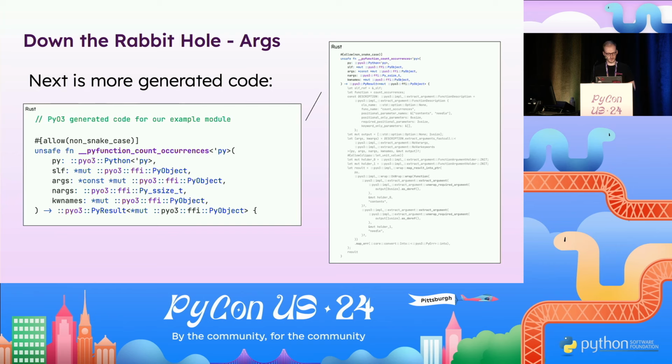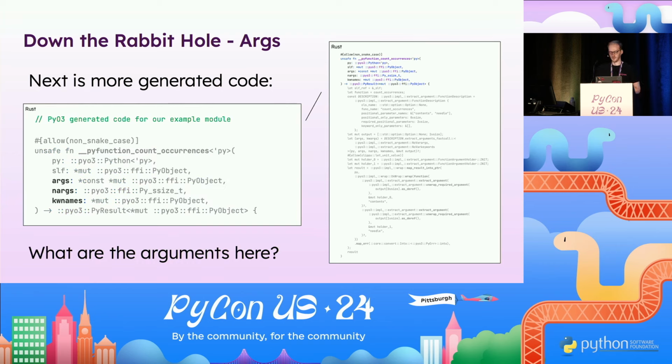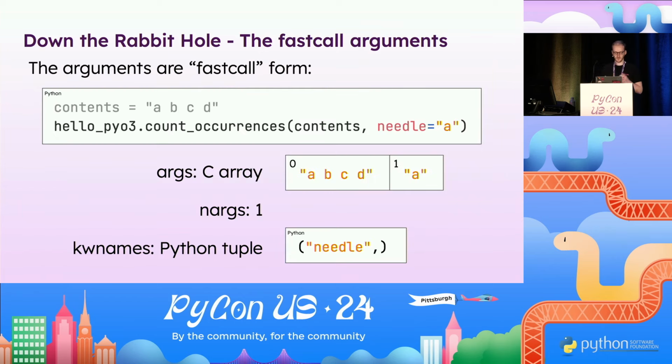And what does this function do? Well, the first thing it's going to do is finally handle these arguments. So let's talk a little bit about what these arguments are. These arguments come, you've seen this name a few times already, from the fast call calling convention. Let's remember what we did. We took our function, we sent one positional argument in, called contents, and then we also passed a keyword in for needle equals A. And so we had three values there, args, nargs, and keyword names.